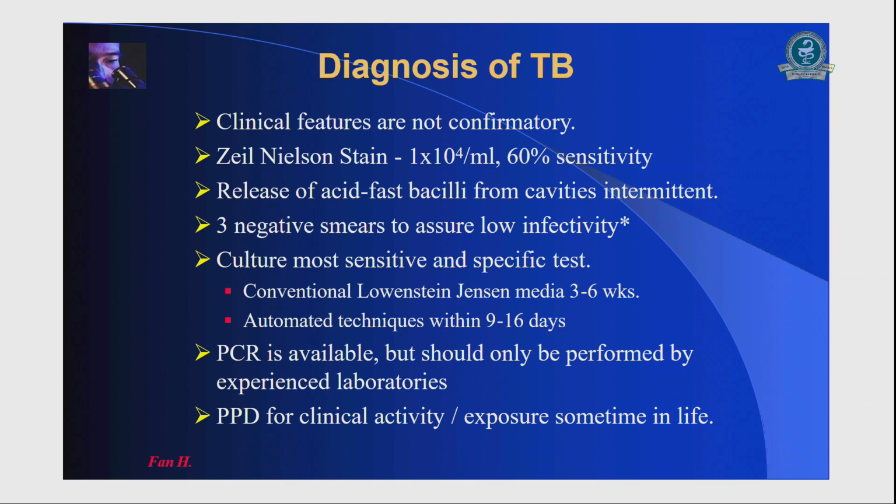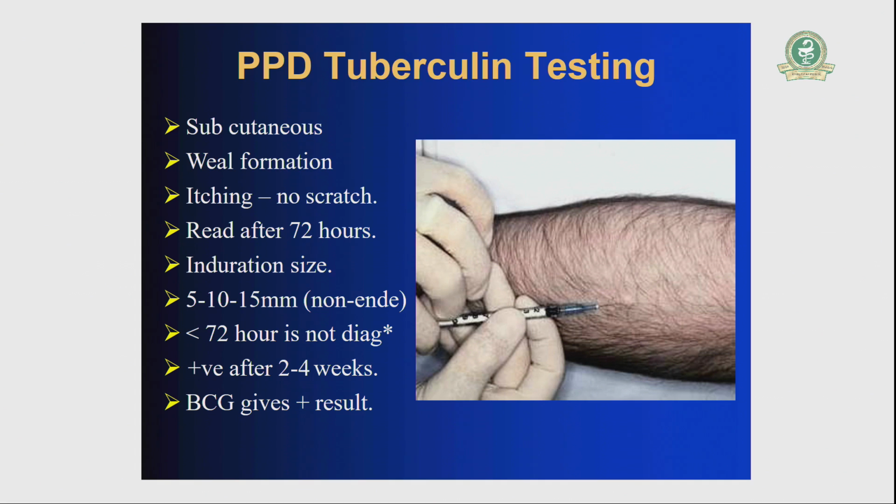Also PCR is available, but should only be performed by experienced laboratories. PPD we can also use for clinical activity or exposure sometimes in life. PPD tuberculin testing, as you know, is an intradermal injection with wheal formation, itching, no scratching, read after 72 hours for the size of induration. This is 5, 10, and about 15 millimeters. It is read at about 72 hours, as I told you, and after 2 to 4 weeks, BCG can also give positive results.